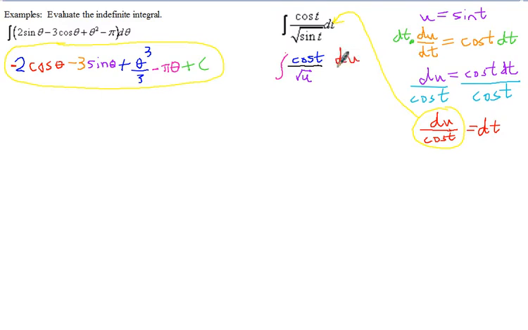We would have du over cosine t. And then notice what simplifies here. The cosine t's reduce out. So we're just left with 1 over square root of u du. In this case, there's no constants to pull out in front. So to make it easier to integrate, rather than writing it 1 over the square root of u, switch it out of radical form. It would be u to the 1/2, but it's on the denominator, so when you move it up, it becomes u to the negative 1/2.